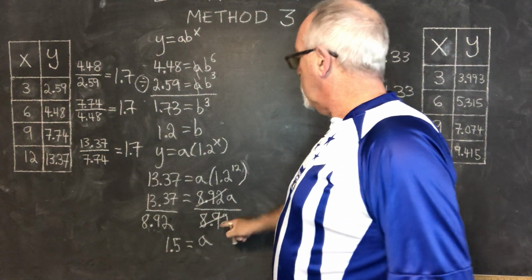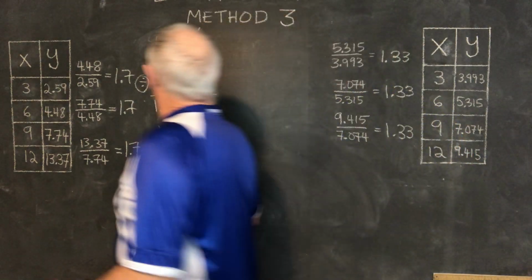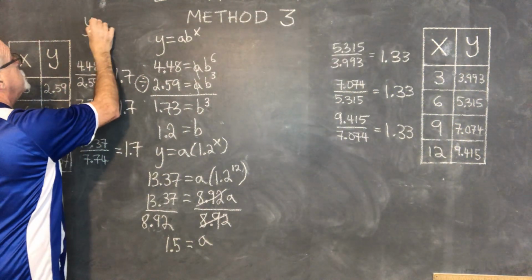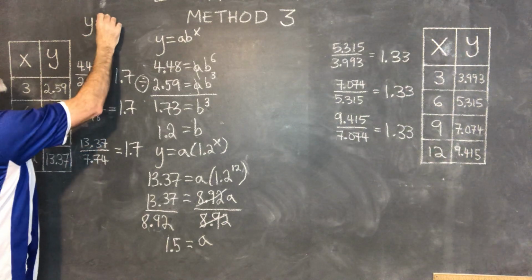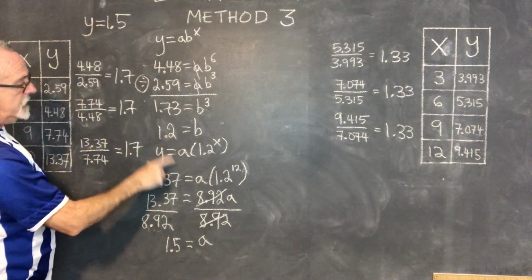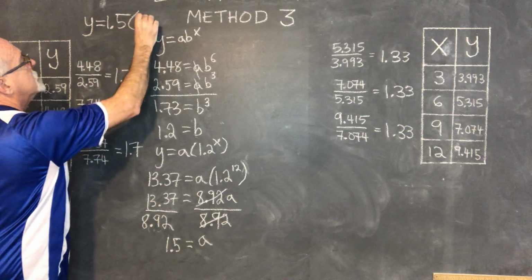Okay, now I can write my equation. So the equation in this case is going to be y is equal to 1.5 times 1.2 to the x.